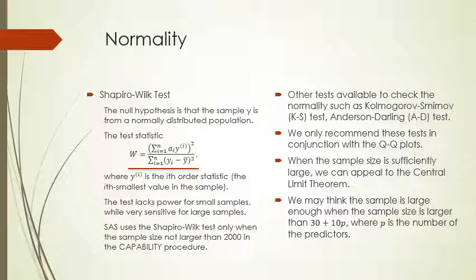Also, when the sample size is sufficiently large, we can appeal to the central limit theorem to ensure the inference is approximately accurate and ignore the issue. Practically, we may think the sample is sufficiently large if the sample size is larger than 30 plus 10 times p, where p is the number of predictors.